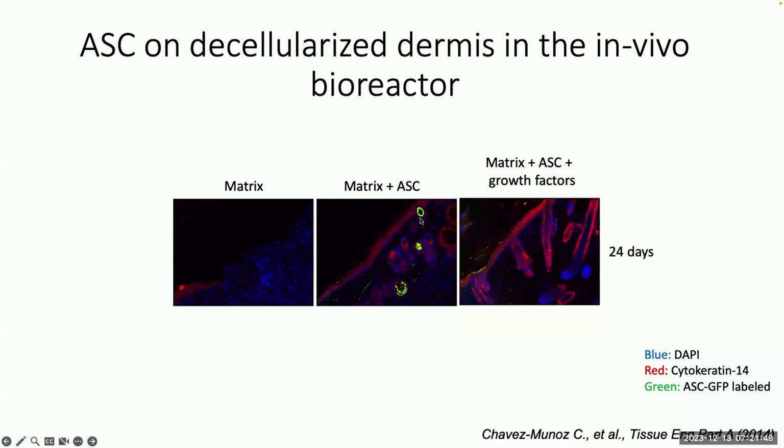Even here, the adipose-derived stem cells were GFP labeled, so you can see that they're still here, still forming some things. They must have some signaling also from the in vivo environment, but not there yet and not as clear as you see in the other one.